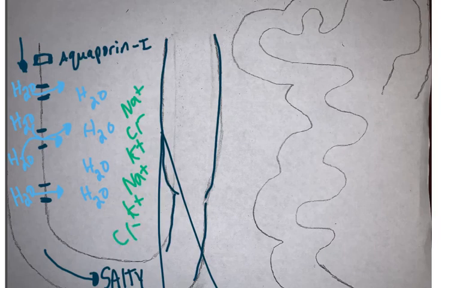This countercurrent exchange mechanism is so cool because all these solutes are constantly entering the interstitial space, which drives more and more water in also. So this is passive transport, but this is active transport, and it works together by pulling more water in.